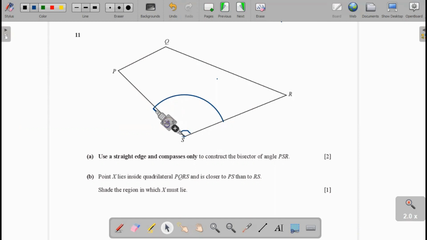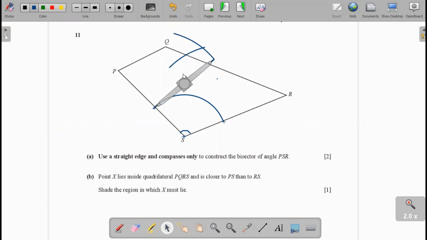After this, you will place the compass at this position and draw the arc here. Draw it, and next you will place the compass from this position to that position and draw the other arc. Now I draw this.